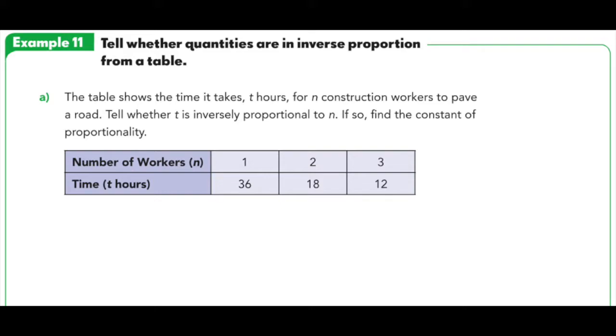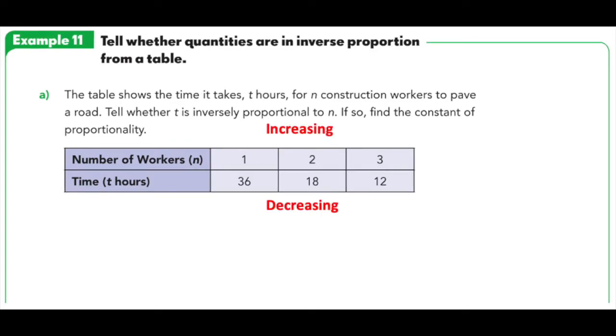In this section, we are looking at inverse proportions, which are the opposite of direct proportions, which we previously looked at. For direct proportions, when one variable increased, the other variable also increased, or when one variable decreased, the other variable also decreased. For inverse proportions, the variables are going in opposite directions. Our table here shows an inverse proportion.